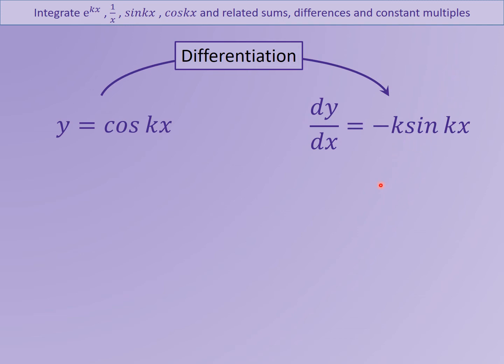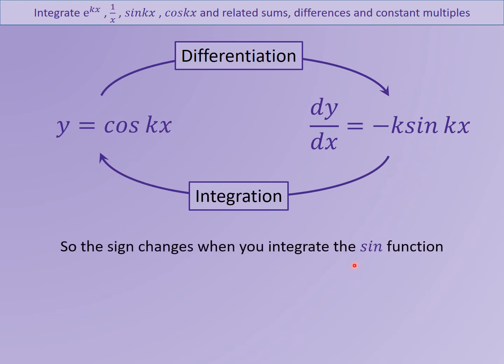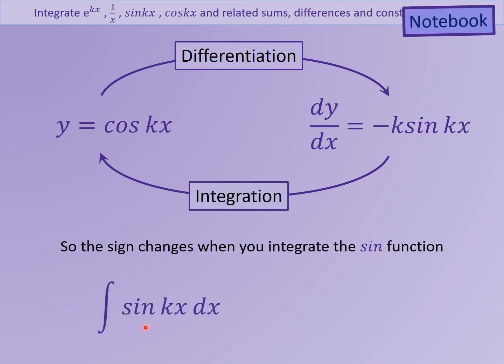So if I wanted to integrate that, what's going to happen is, yes, I'm going to divide by k to get rid of the k, but I'm also going to have to take the negative sign again to make it go back to positive. So that's where the change of sign comes in when you're integrating the sine function. Okay, now that's the opposite to when you differentiate. You differentiate the sine function, it stays at positive, but when you integrate the sine function, it goes to negative. So remember, it's the opposite way around to differentiation.